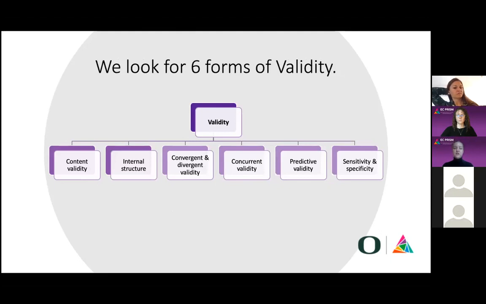Moving on to validity, we look for 6 forms of validity, and I'm not going to have time to go into detail for all of these, but I'll give a picture of some of them. So content validity, what we look for is the detail with which the developers defined the concept that the measurement tool is supposed to be measuring and what their process was for consulting content experts when they designed the tool.